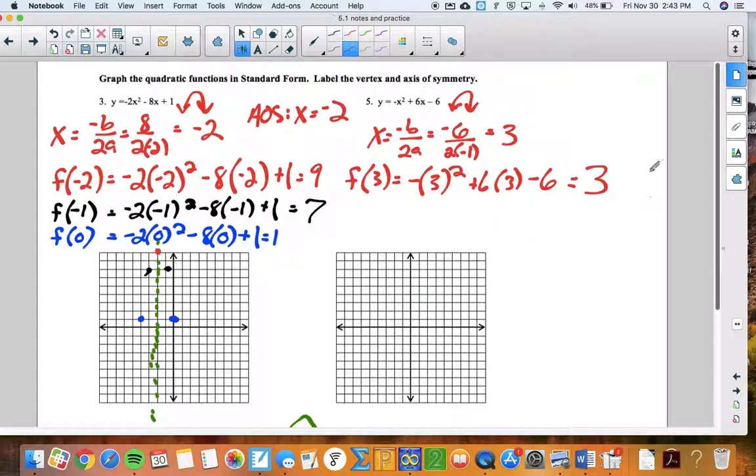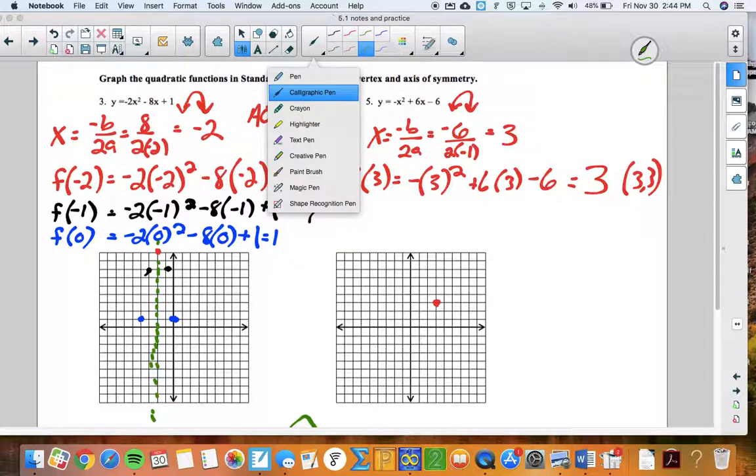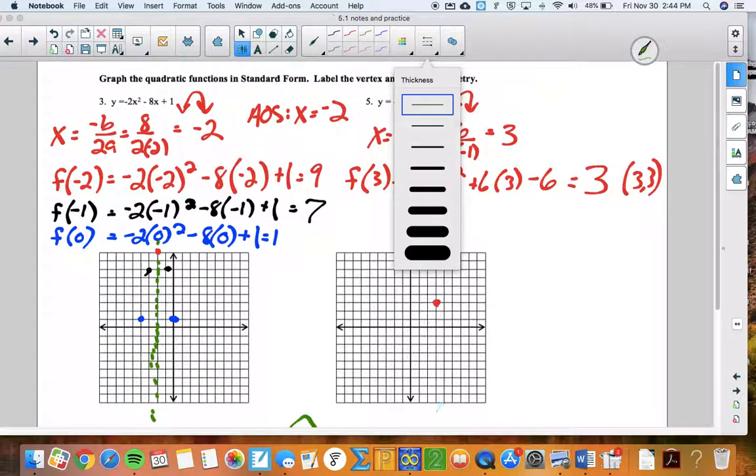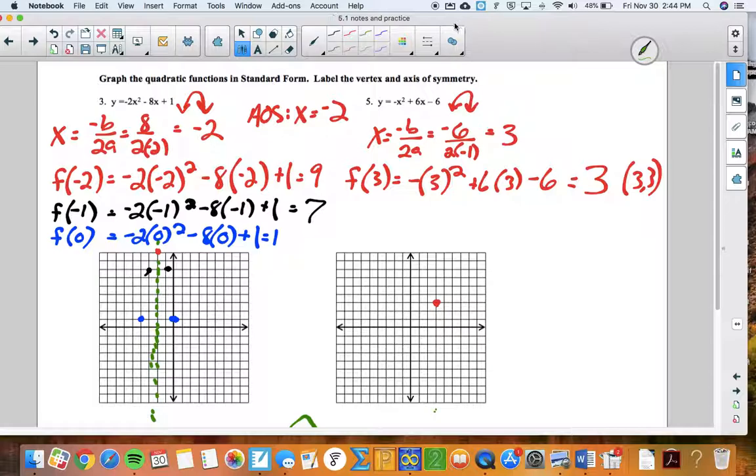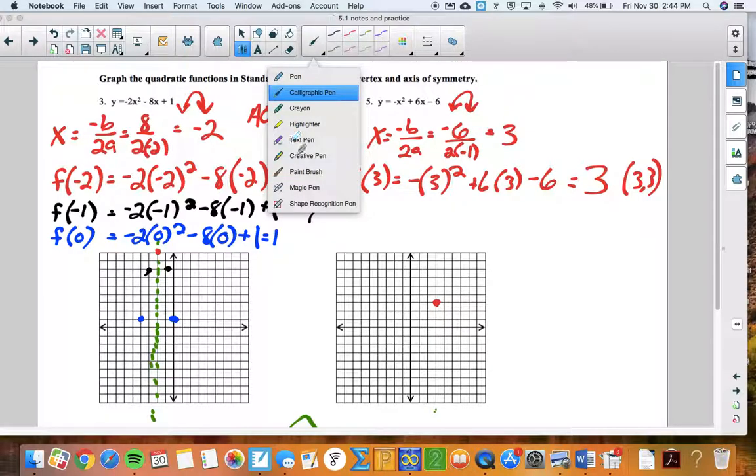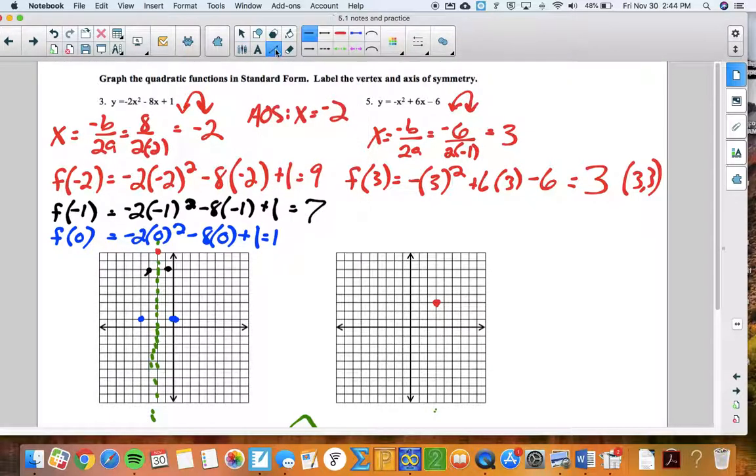So 3, 3. Maybe I should write the coordinate pairs, that'd be nice. So 3, 3. This is my vertex, and again, my axis of symmetry is a vertical line through that point. I better use a straight line tool here. Oh, this will be over the top, but hey, why not? So there's my axis of symmetry.